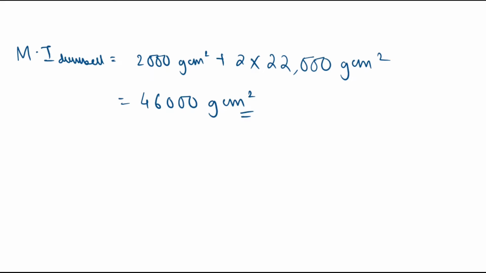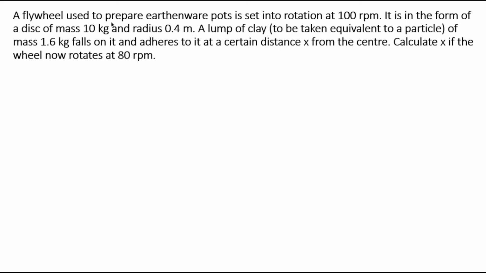Let's look at the next sum. A flywheel used to prepare earthenware pots is set into rotation at 100 rpm. That is, N1 is given to us as the initial frequency, 100 rpm. This can be converted into revolutions per second as 100 by 60, which is 5/3 rps.